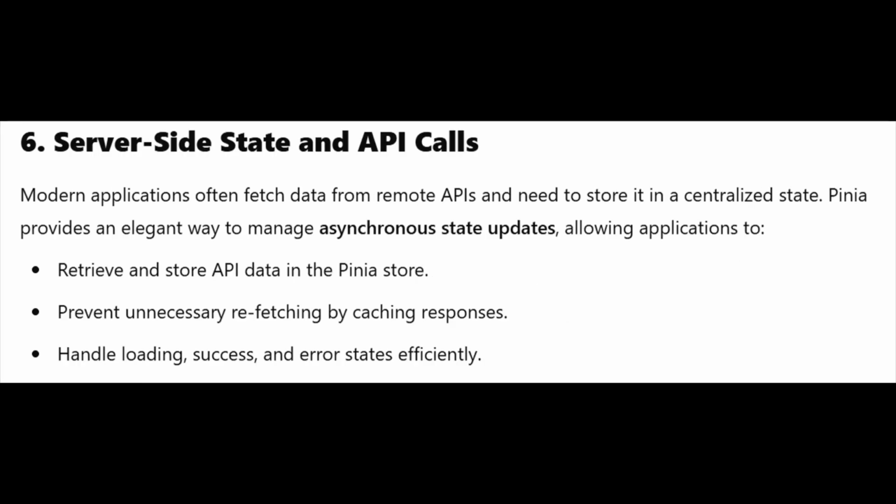Server-side state and API calls. Modern applications often fetch data from remote APIs and need to store it in a centralized state. Pinia provides an elegant way to manage asynchronous state updates, allowing applications to retrieve and store API data in the Pinia store, prevent unnecessary refetching by caching responses, handle loading, success, and error states efficiently.